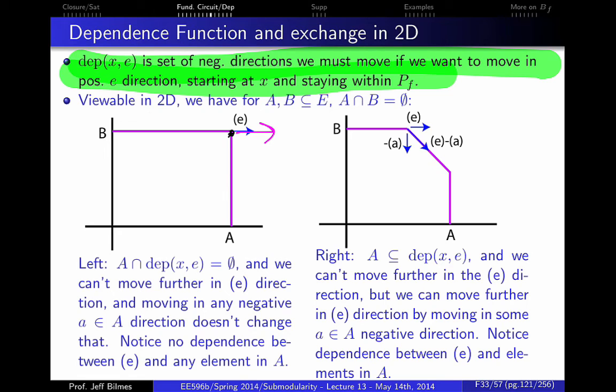And notice also that in the matroid case, there's no dependence between e and any element in A. If this is a matroid, or even if this is a polymatroid, then whenever you have these squares, polytopes, that corresponds to sort of perfect independence. If it's an entropy function, it corresponds to the random variables being statistically independent. If it's a polymatroid, it corresponds to modularity between A and B.